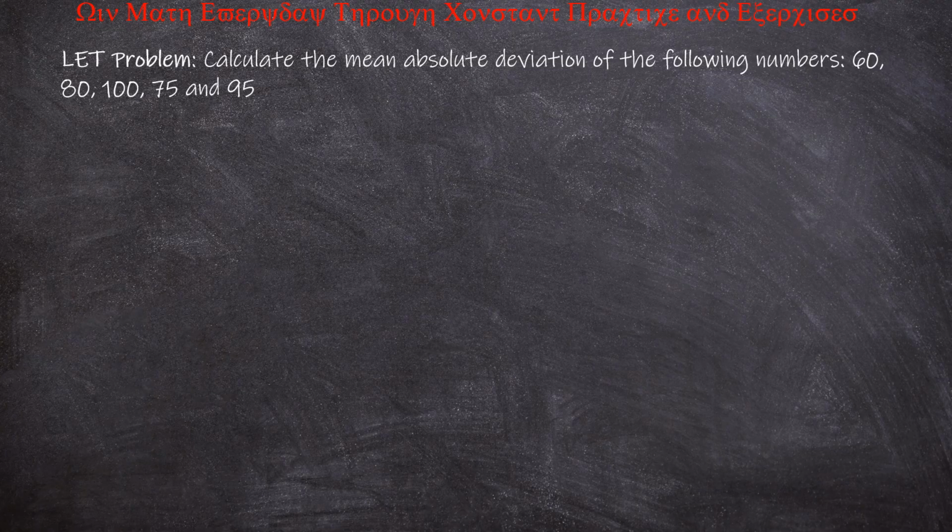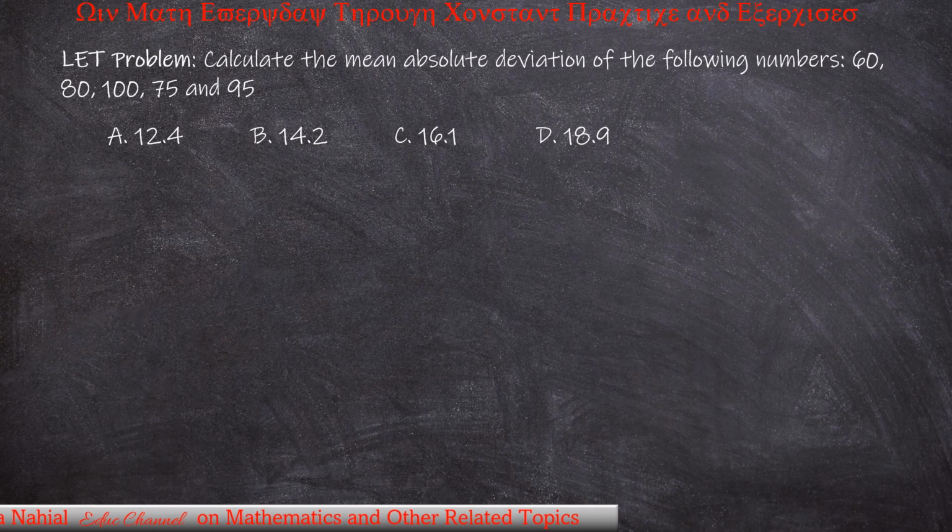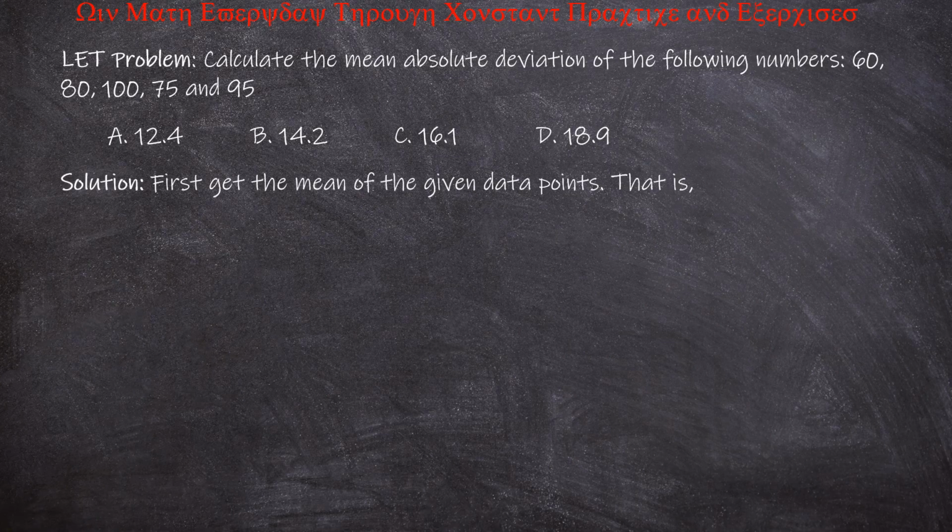Next problem. Calculate the mean absolute deviation of the following numbers: 60, 80, 100, 75, and 95. For the choices, we have A, 12.4, B, 14.2, C, 16.1, D, 18.9.